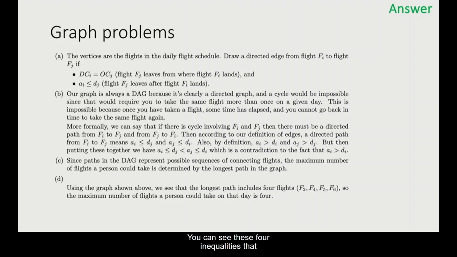You can see from these four inequalities that if there is a cycle, then this condition will follow. Like the arrival of flight I is less than or equal to the departure of flight J, which is less than the arrival of flight J, which is less than or equal to the departure of flight I. This contradicts the fact that the arrival of the first flight should always be before the departure of the first flight. So that's why this condition will contradict.